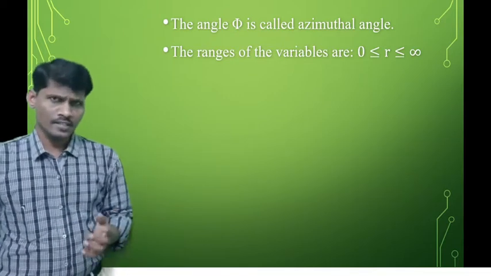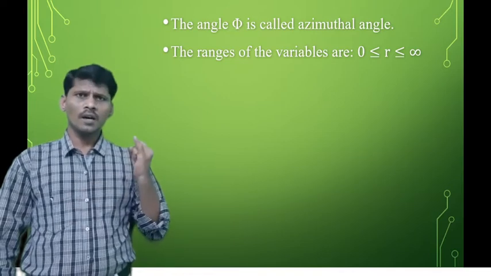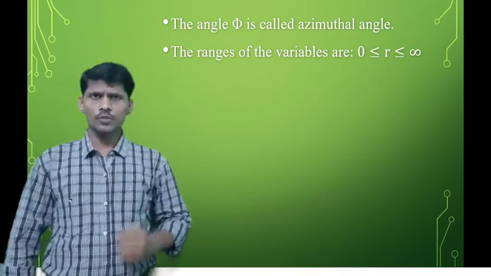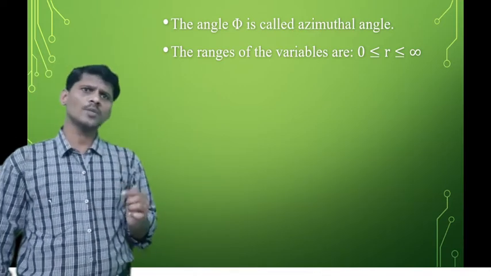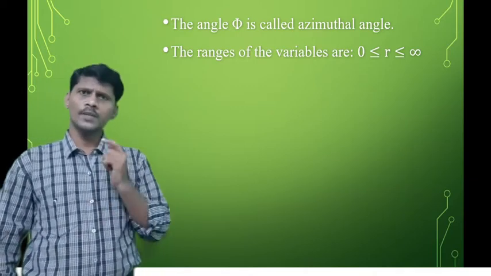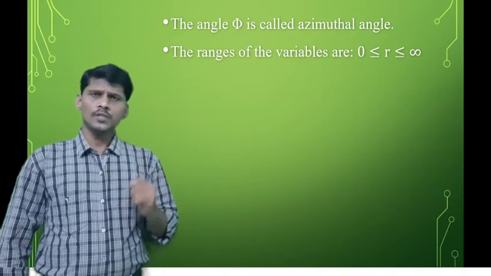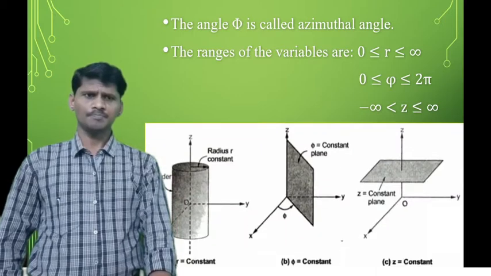So what are the ranges in cylindrical coordinate system? What are the cylindrical coordinate variables? r, phi, z are the cylindrical coordinate variables. So the ranges of cylindrical coordinate variables are: r varies from 0 to infinity, the azimuthal angle phi varies from 0 to 2 pi, and z varies from minus infinity to plus infinity.